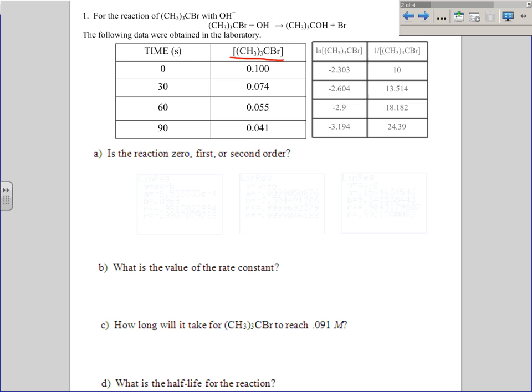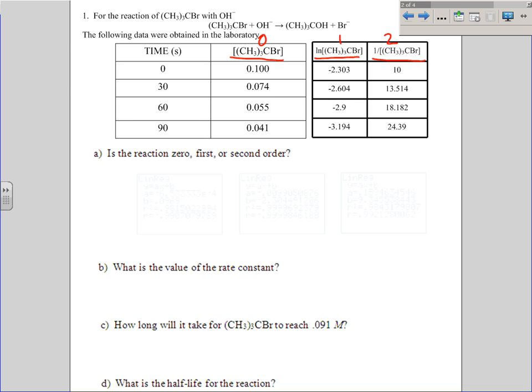Is it the concentration versus time that's linear? Or is it the natural log versus time that's linear? Or is it the reciprocal versus time that's linear? Because if the concentration has a linear relationship, it's zero order. If the natural log is the linear relationship, it's first order. And if the reciprocal is linear, then it's second order.